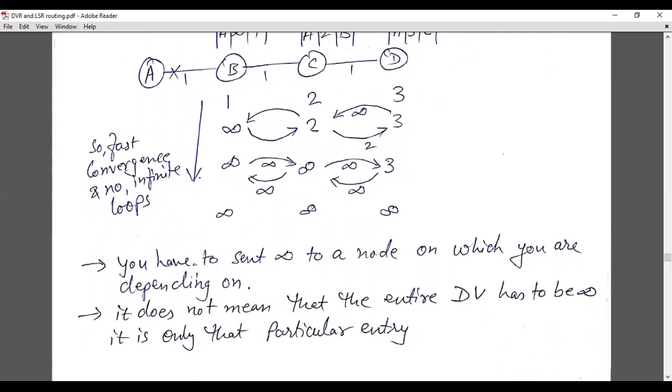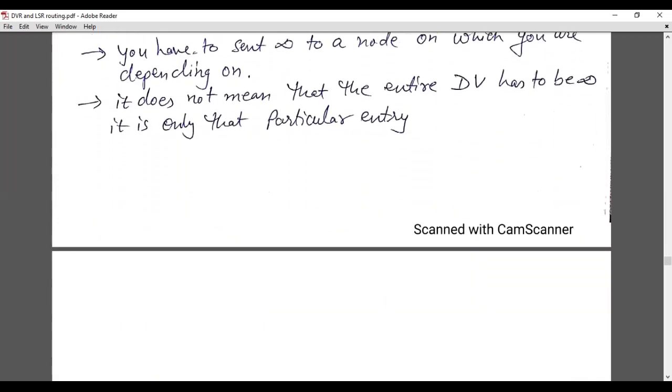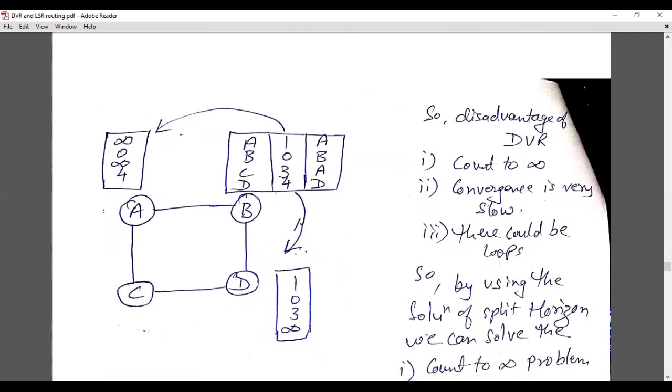You have to send infinity to a node on which you are depending, and it does not mean that the entire distance vector has to be infinity. It is only for this particular entry that we are saying the link is not there, right? Let's say at B you have A, B, C, D with 0, 1, 0, 3, 4, and when this vector is supposed to be updated at the A routing table, it will see that the next stop is A and C, so it will make it infinity, and infinity and infinity would be sent to A.